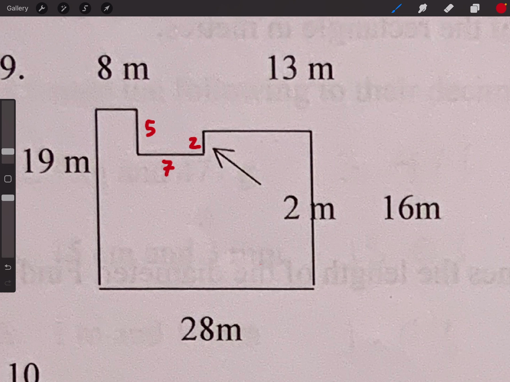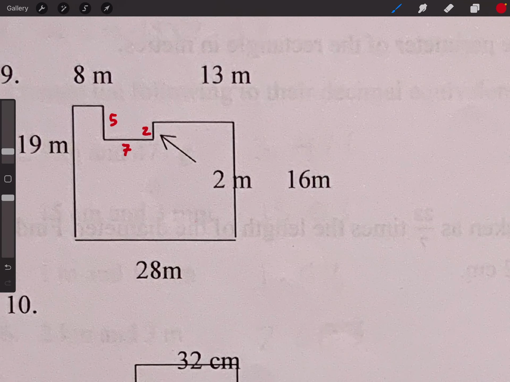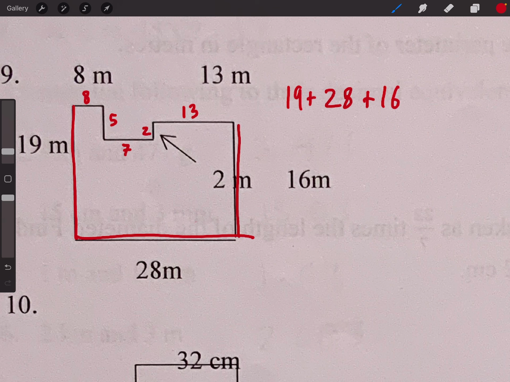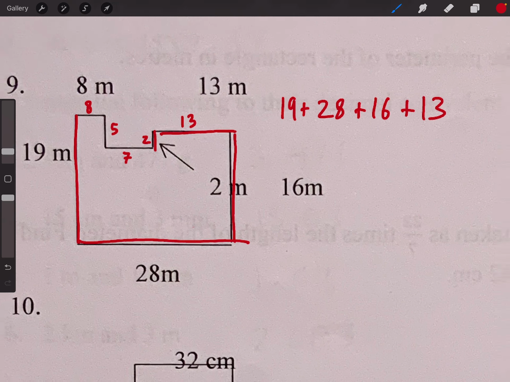Okay, so I've got all the numbers. Now let's add them all up. So this is 13 and that's 8 there. Okay, so you're going to do 19 plus 28 plus 16 plus 13 plus 2 plus 7 plus 5 and then plus 8, and then you get the perimeter. Alright, you can do that yourself.